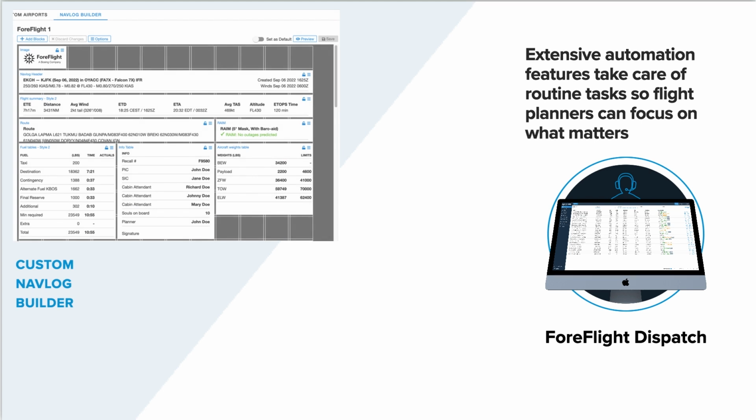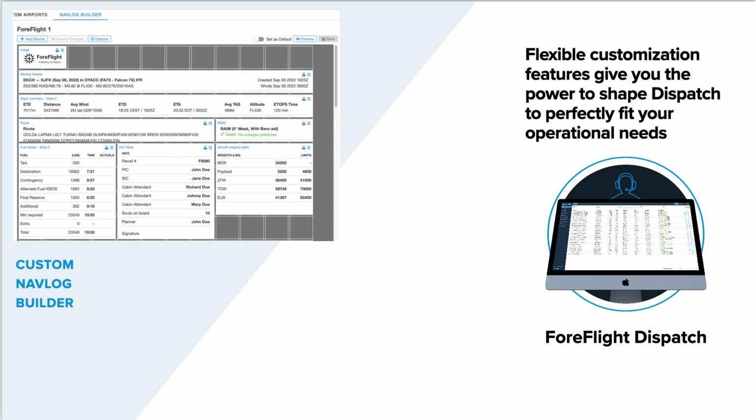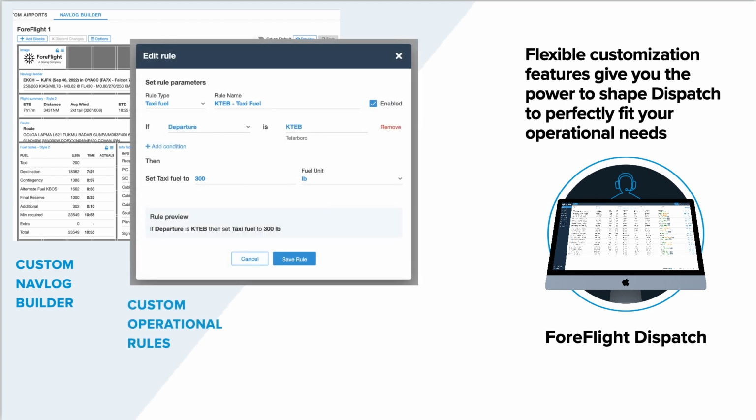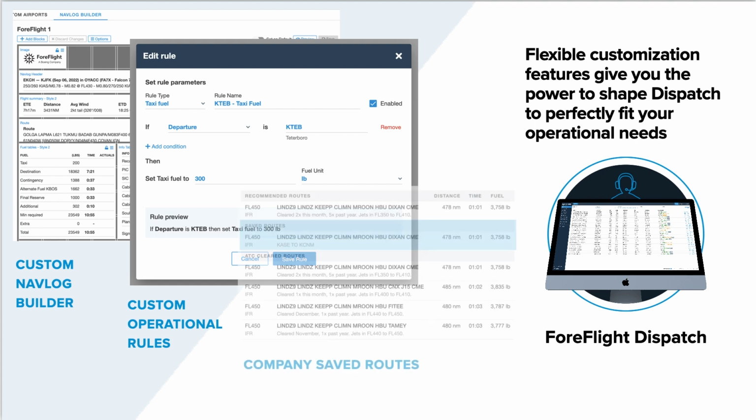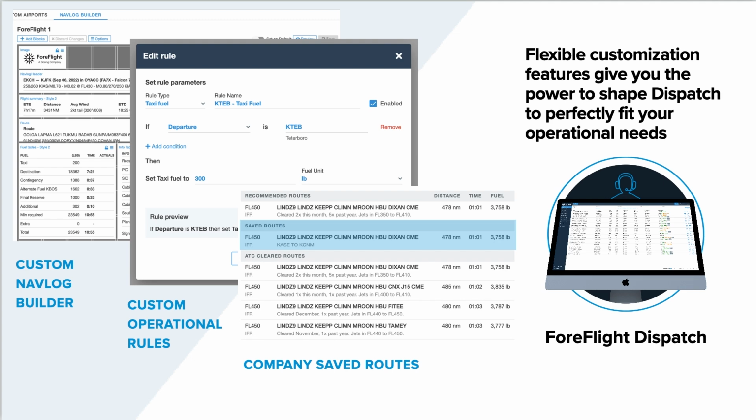The Navlog builder seen here supports dozens of configurable block types that can be easily resized and rearranged to tailor the dynamically generated Navlog to your liking. You can also use different Navlog formats for different types of trips or aircraft. It's the same story with operational rules. There's an ever-growing list of rule types, and simple if-then logic allows you to maximize flexibility and compliance throughout your operation. We also have company-saved routes that allow you to reuse commonly flown routes.